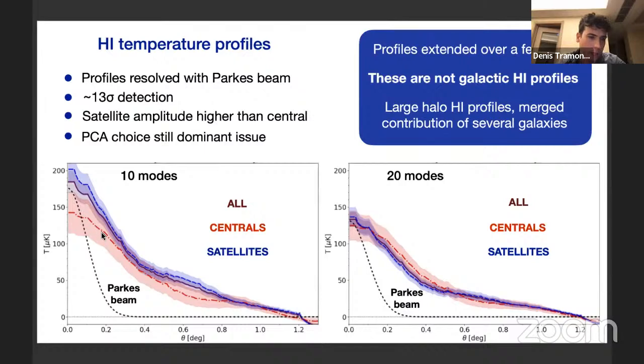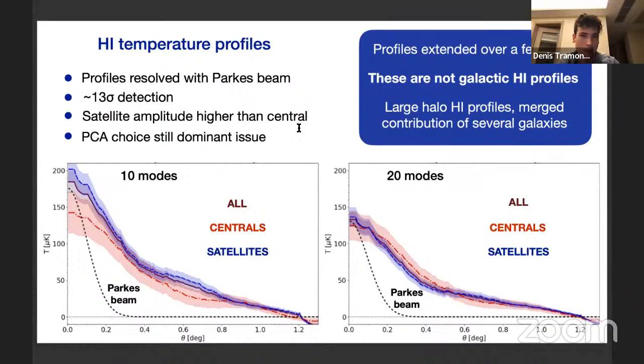This shaded area around each profile represents the uncertainty on the measurement. We have a quite solid detection at more than 10 sigma, and these profiles are resolved. This is, by comparison, the Parkes beam. So it is meaningful to go and study some theoretical modeling of these profiles. But the issue is the following. If you look at these angular scales of 1 degree at the mean redshift of the sample, they correspond to a physical scale of a few megaparsec. So of course, these are not galactic scale objects.